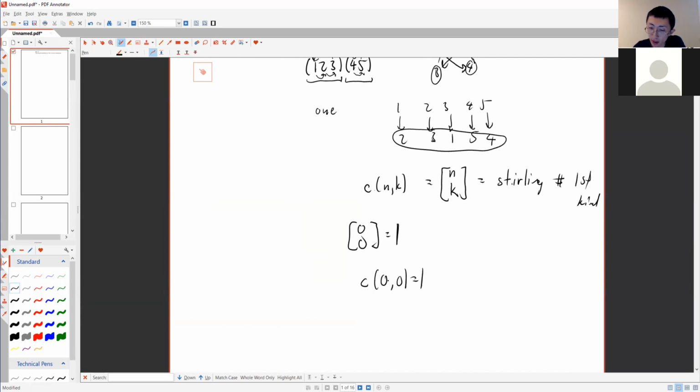So, let's do an example. What would 4, 2 be? So how many ways can I put the numbers 1, 2, 3, 4 in a permutation where there are only 2 cycles? I'll let you think about it.